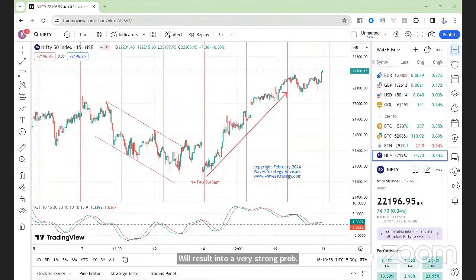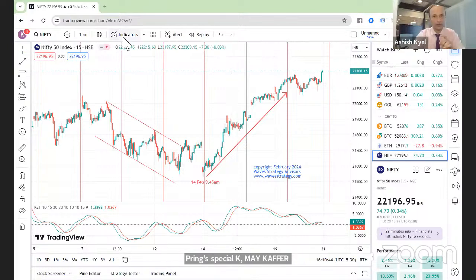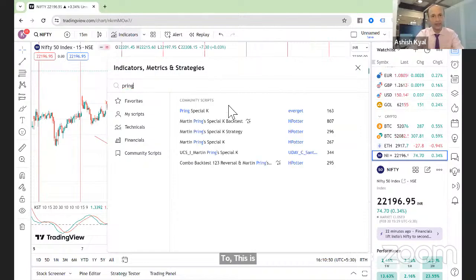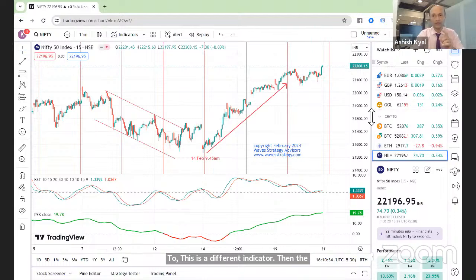Now KST और Pring Special में क्या फर्क है वो मैं आपको बताता हूं बहुत क्लियरली. तो यहां पर अगर आप एक और इंडिकेटर लगा देंगे, which is known as Pring Special, this is a different indicator than the KST. Pring Special is a much more bigger time frame indicator, a much more smoother indicator, which helps us to understand the overall trend of the market and helps us to get that feel.